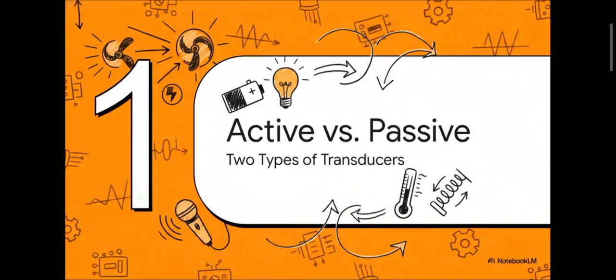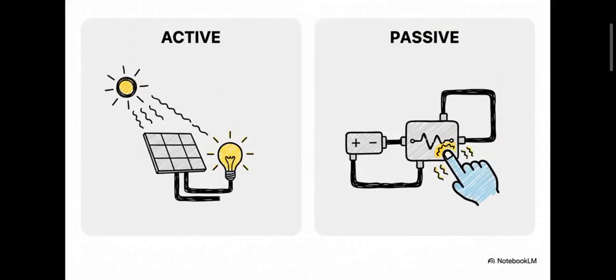Okay, but not all transducers are built the same way. They come in all shapes and sizes, but for now, let's just focus on one really key difference, one that changes everything about how an engineer might use them. On one side, you've got active transducers. Think of these as self-sufficient. They generate their own electrical output. A solar panel is the perfect example. Sunlight hits it, and boom, it creates electricity all by itself.